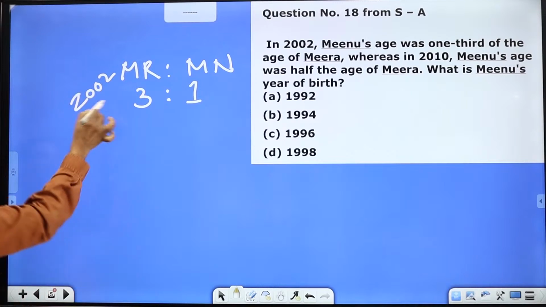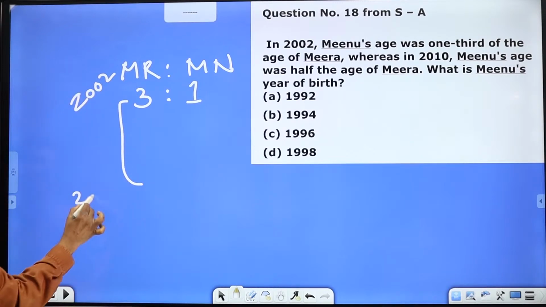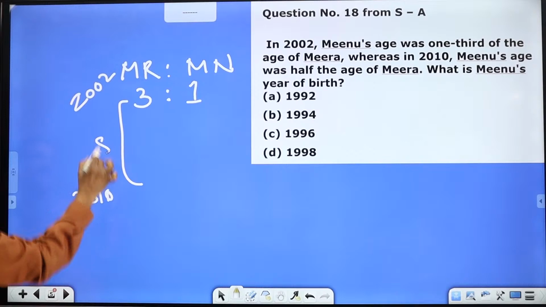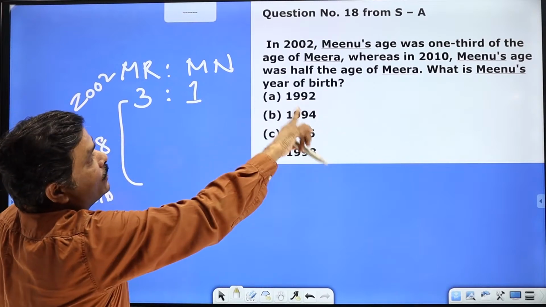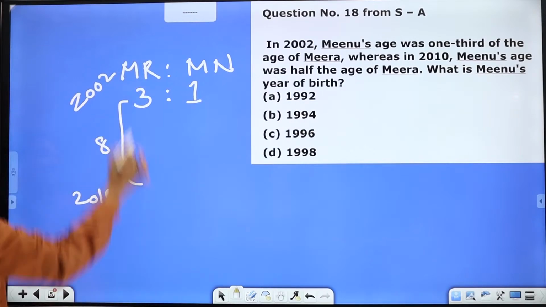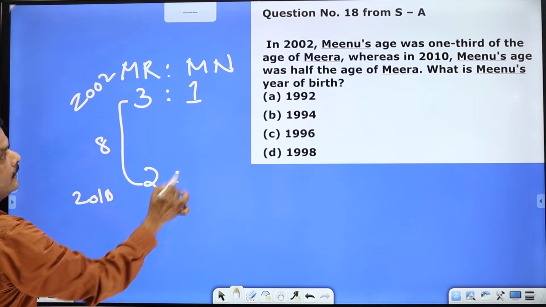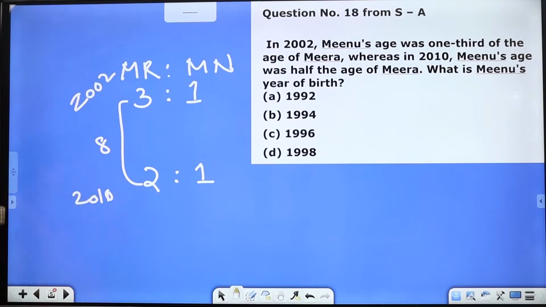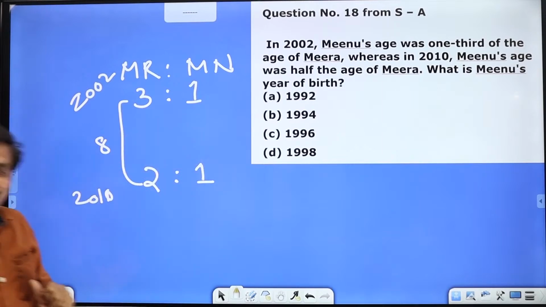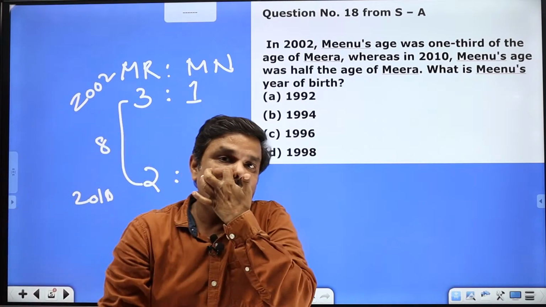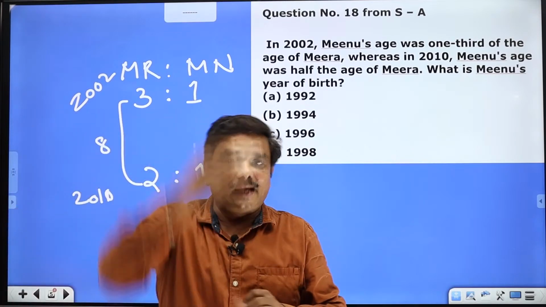Next, this is in 2002. Then after 8 years, 2010, Meenu's age was half of Meera's age. That means if Meera is 2 years, Meenu is 1 year. I'm telling you the ratio, the least one. So 3:1, 2:1. There is a technique for problems based on ages that I have given in the basic classes.